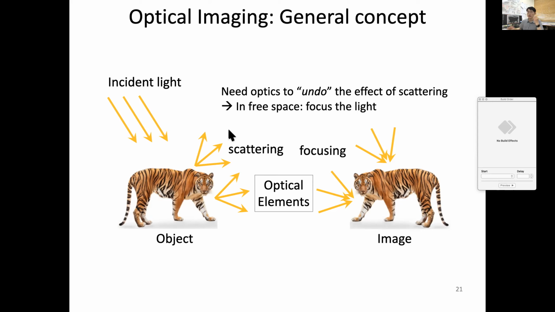So in fact, imaging is about this scattering process somehow being turned into a focusing process, in a manner that you can have a spatial relationship. For this, in the optical imaging case, we do need some optics or optical elements to undo the effect of scattering, and in free space we should focus the light. So this is the concept of what we call imaging.